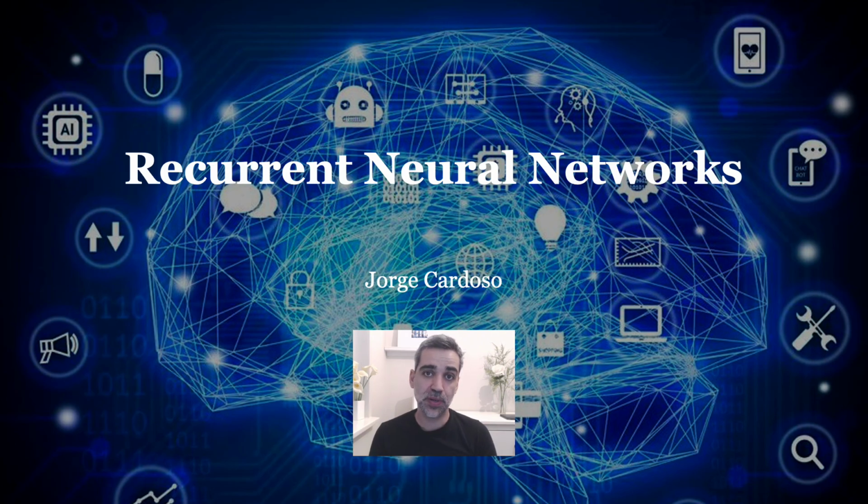Today's lecture is going to be about recurrent neural networks. These are neural networks that are used to model recurrent signals, things that evolve in time, and they have relationships with previous observations or previous predictions.